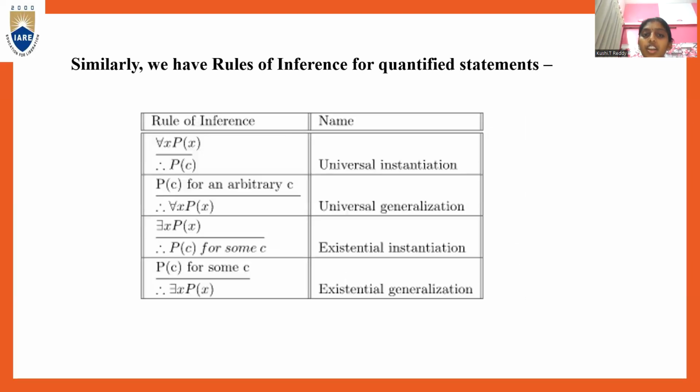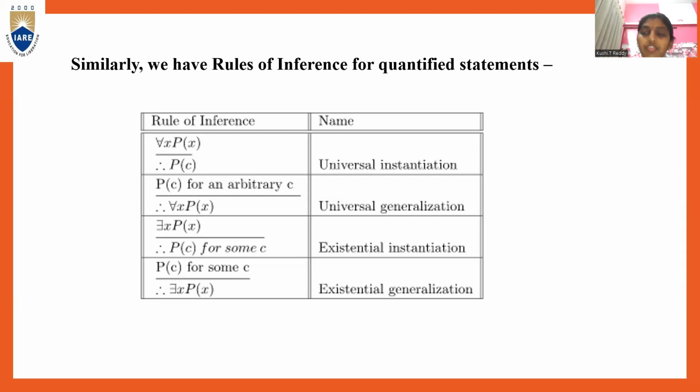Similarly, we have rules of inference for quantified statements. So you have two types of quantified statements, that is universal quantifiers and existential quantifiers. Universal quantifiers are generally denoted as "for all", and existential quantifiers are denoted as "there exists".